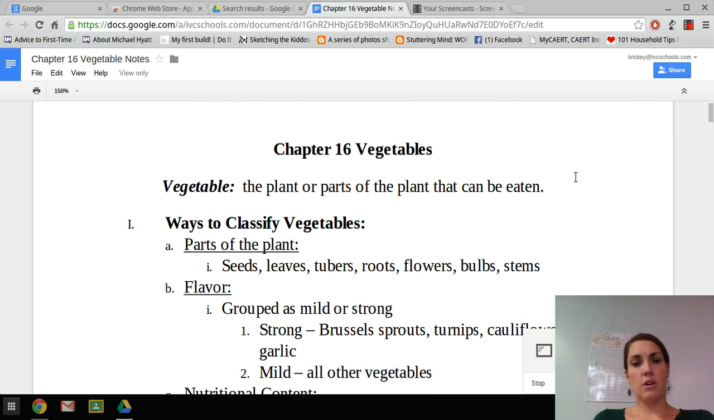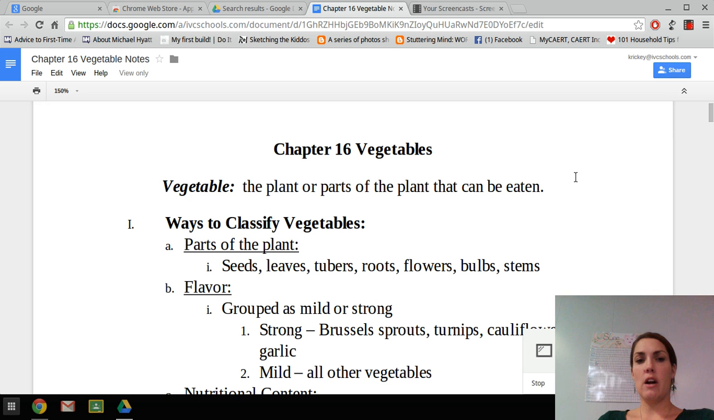All right, today we are going to be looking at our Chapter 16 Veggie notes. If you look at the screen, it does look a little bit different than the notes I have handed you, but I will follow along with yours and let you know what you need to fill in. I'm also going to do this in a couple different parts to make sure that we can get all of it uploaded.